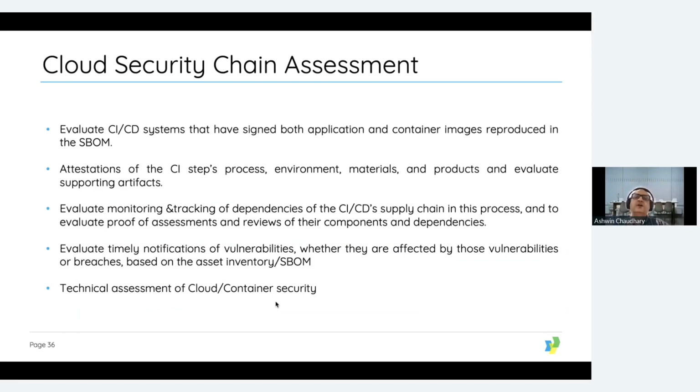Then you also need to monitor and track the dependencies in the CI/CD supply chain process and to evaluate the proof of the assessments, reviews, and the components, including the dependencies of those. You also need to evaluate the notifications and vulnerabilities, whether those vulnerabilities were properly mitigated and all those fixes were correctly patched up or remediated before the application could have been moved into the container or the images, as the case may be. Right? So that is also part of the entire end-to-end assessment process.